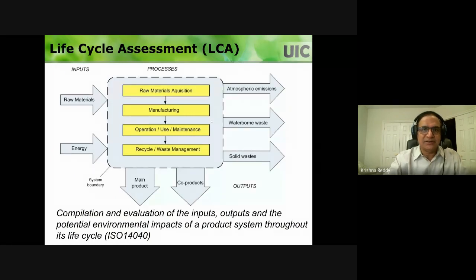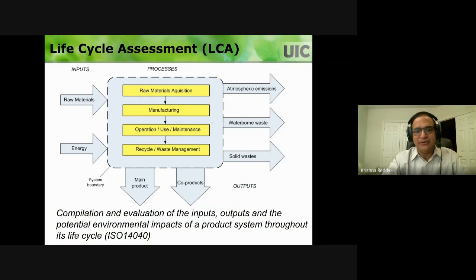So life cycle assessment is a very standardized method. Everybody uses the ISO 14040 method, which is good. Before the ISO standard, people had their own ways of doing LCA, so that created a lot of confusion. But now if you don't do LCA according to the ISO method, it's not going to be accepted. So in LCA, as I mentioned, you have these different life cycle stages. For each life cycle stage, what are the raw materials you need? What is the energy you need?